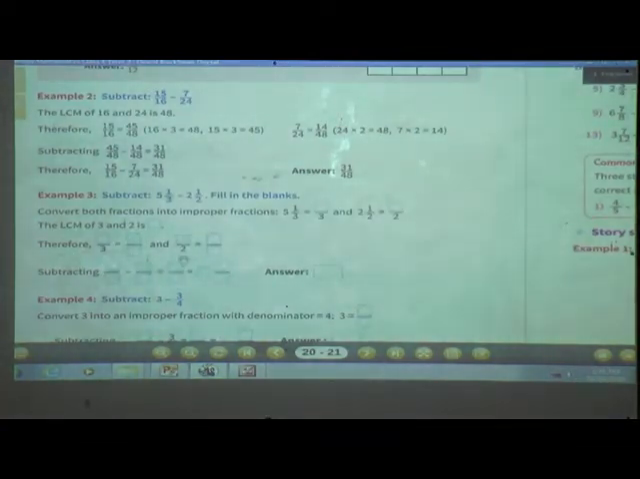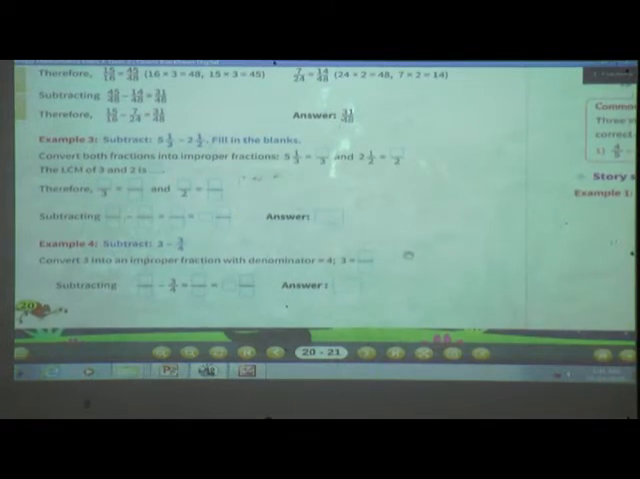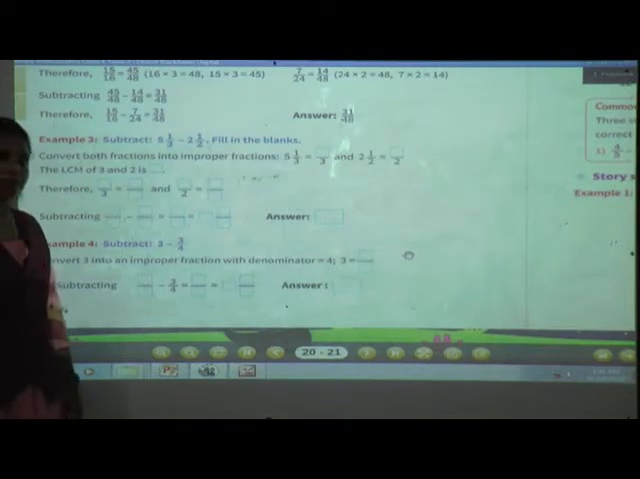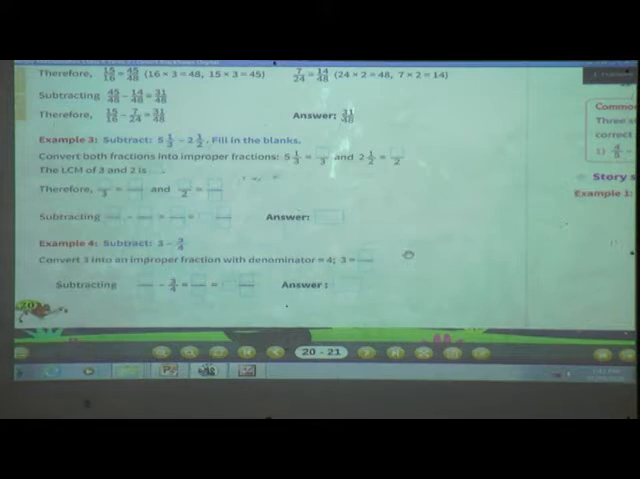Now this example we will solve. Now see the third one. Subtract. Now they had given mixed fractions, students: 5 1 by 3 minus 2 1 by 2. So here they had given. Now convert both the fractions into improper fractions.